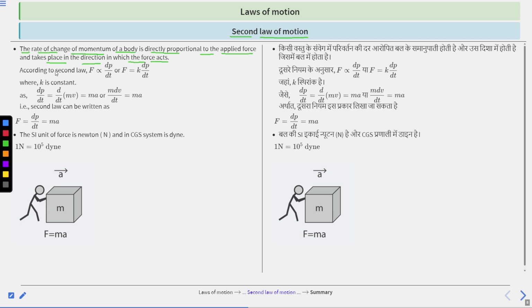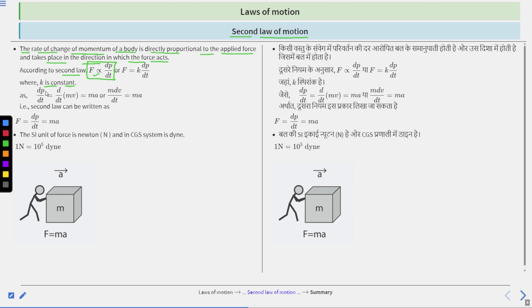So mathematically we can understand it. According to the second law, F is directly proportional to the rate of change of momentum, dp divided by dt. Or we can say F equal to k dp upon dt, where k is a constant.